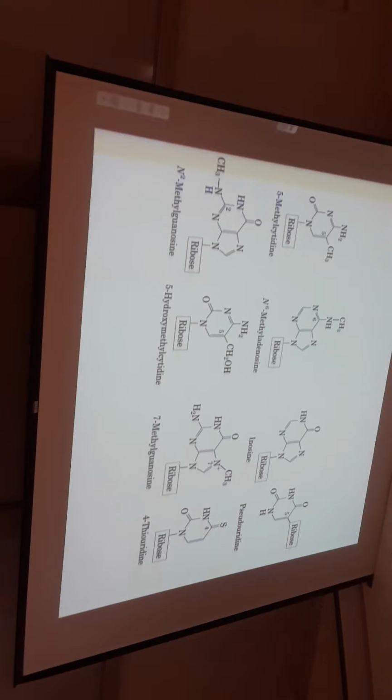So again, when you think of nucleotides, don't just limit it to the five nitrogenous bases that you usually see in all textbooks and everyone knows and discusses. There are many more nucleotides that we find in nature, especially here in tRNA. We find a number of unusual nitrogenous bases.